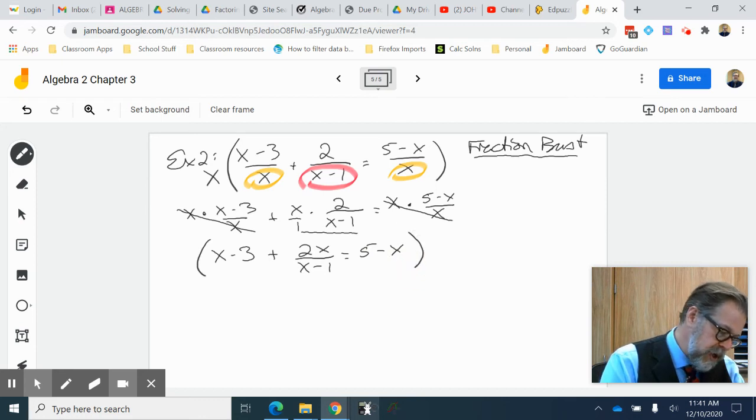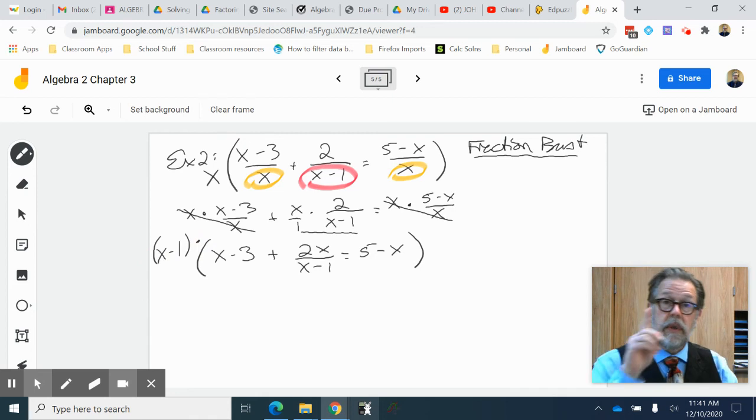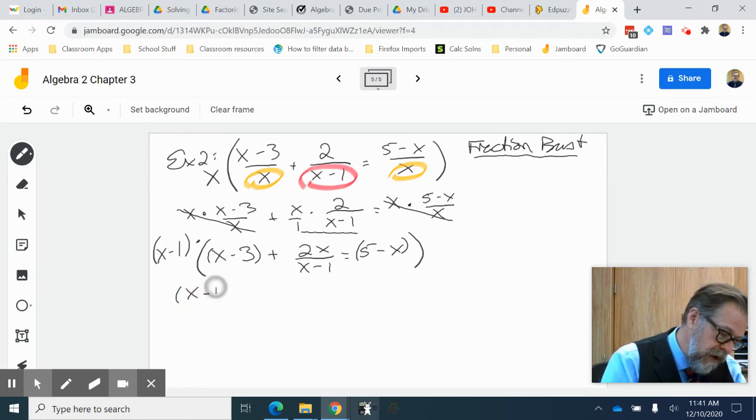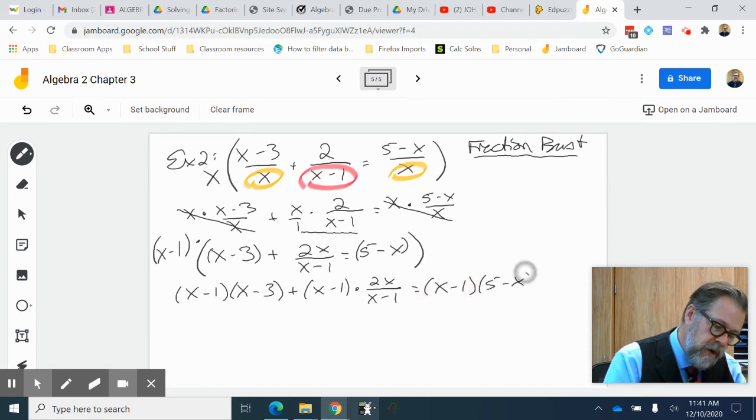My next fraction, x minus 1. Guys, I'm going to put this in parentheses. Be careful here. I see a lot of mistakes. This is a thing being multiplied by x minus 1, and this is a thing being multiplied by x minus 1. And what do I have? X minus 1 times x minus 3 plus x minus 1 times 2x over x minus 1 equals x minus 1 times 5 minus x.